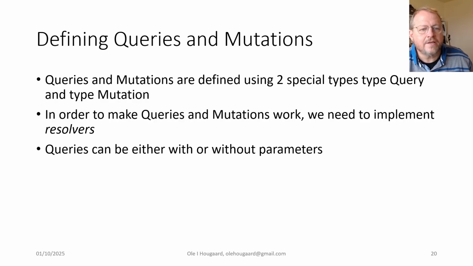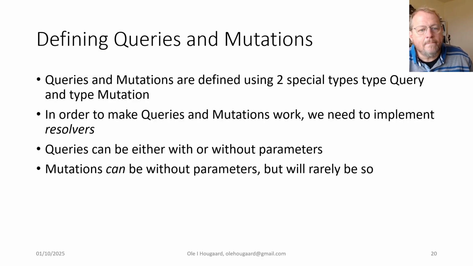We just want to say that a query can be either with or without parameters. You saw pending games before, right? That didn't have any parameters. But you can also put parameters if you want, for instance, a specific game by ID. Mutations, in theory, could be without parameters, but you almost never want that. If you think about what you want in a mutation, you would want data to get to the mutation. So in practice, they will always be with parameters.